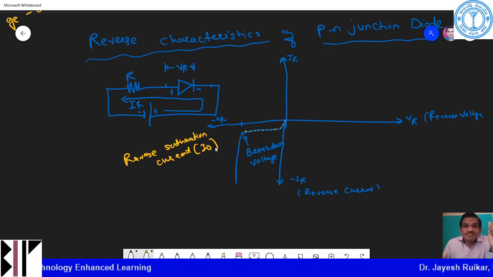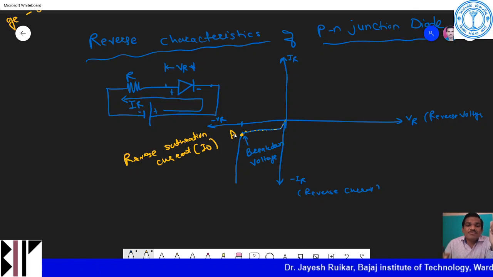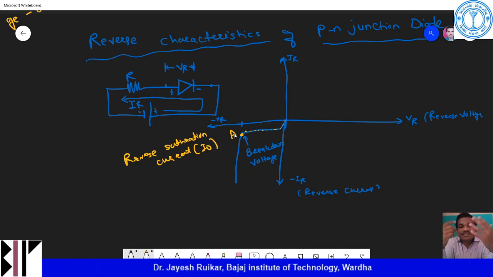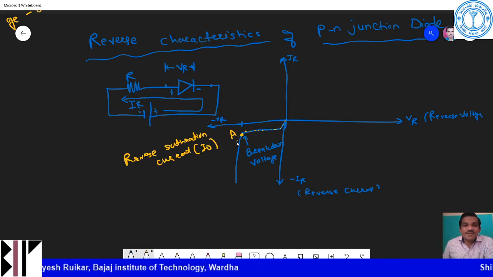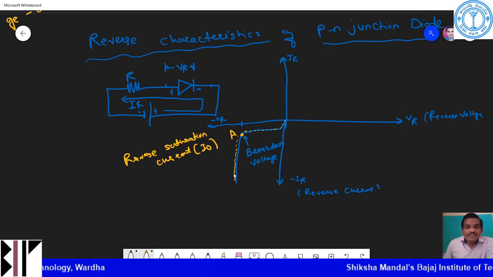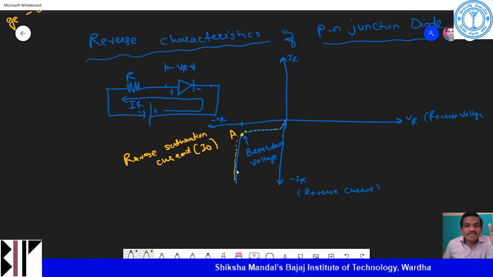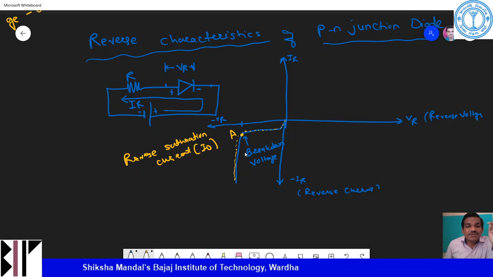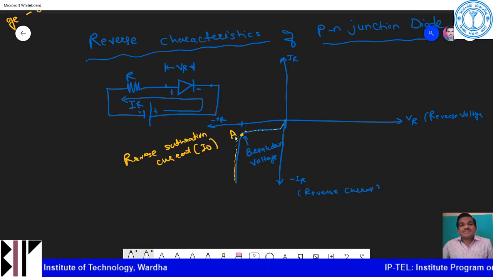If I represent this point as the point A, it is the point where the breakdown occurs, at which your reverse current increases rapidly in this curve. That point is called the breakdown voltage, or reverse breakdown voltage. This is what is called the knee in some languages.